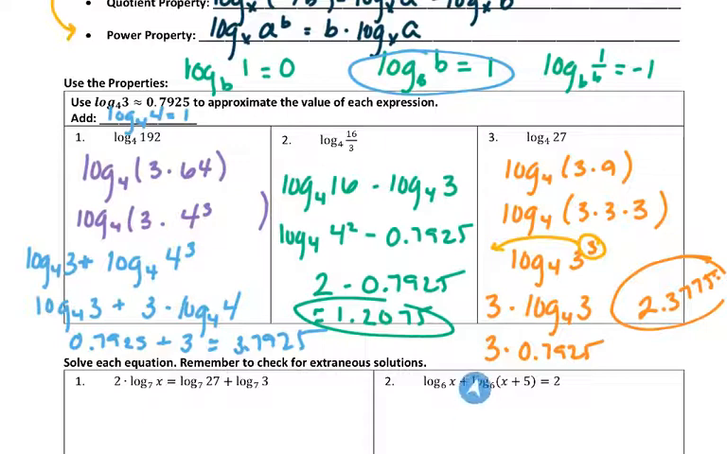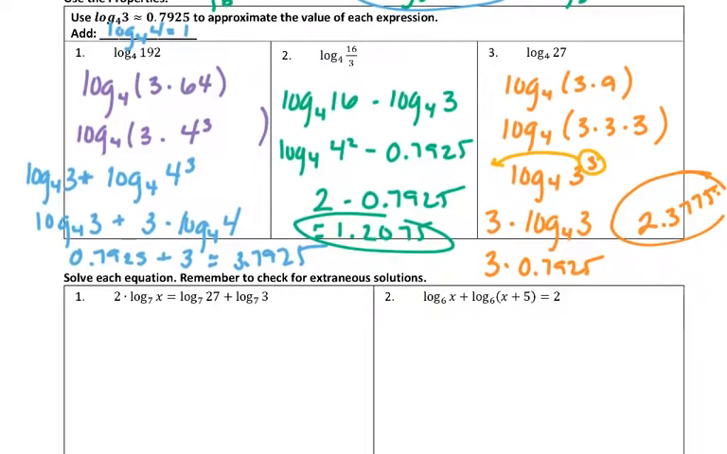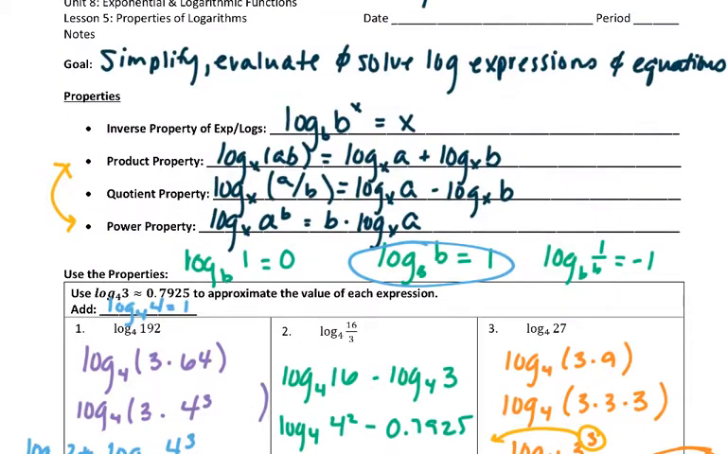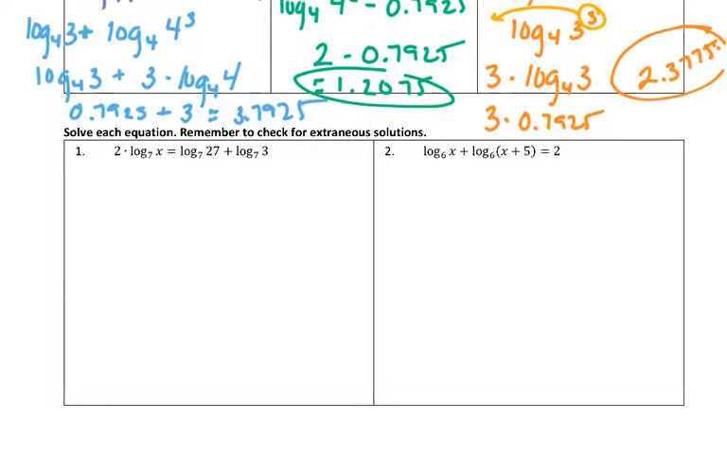I'm going to show you in another couple days how to check your answers, how you'll know if you're actually correct, by using a calculator to evaluate log base 4 of 192 and log base 4 of 16 thirds and log base 4 of 27. We will eventually learn how to evaluate those. But right now we're just practicing these properties because they're essential in order to solve equations like these, okay? These last two problems down here are going to use the properties that we just discussed.